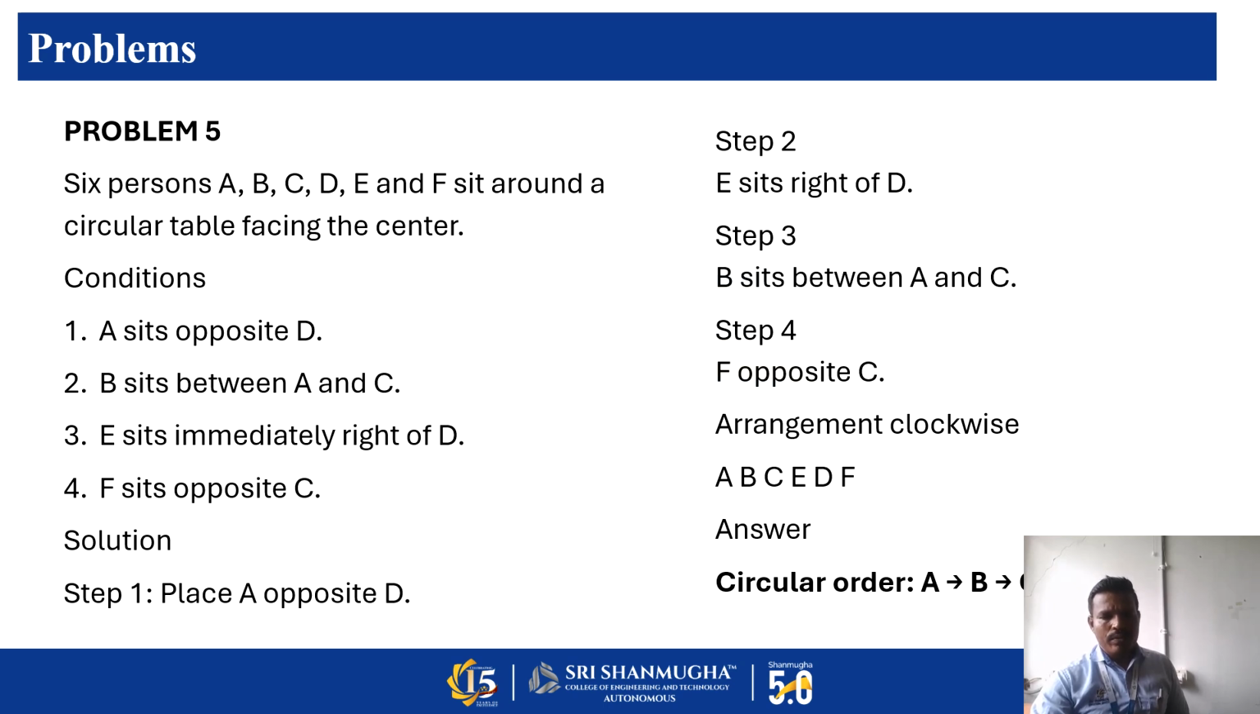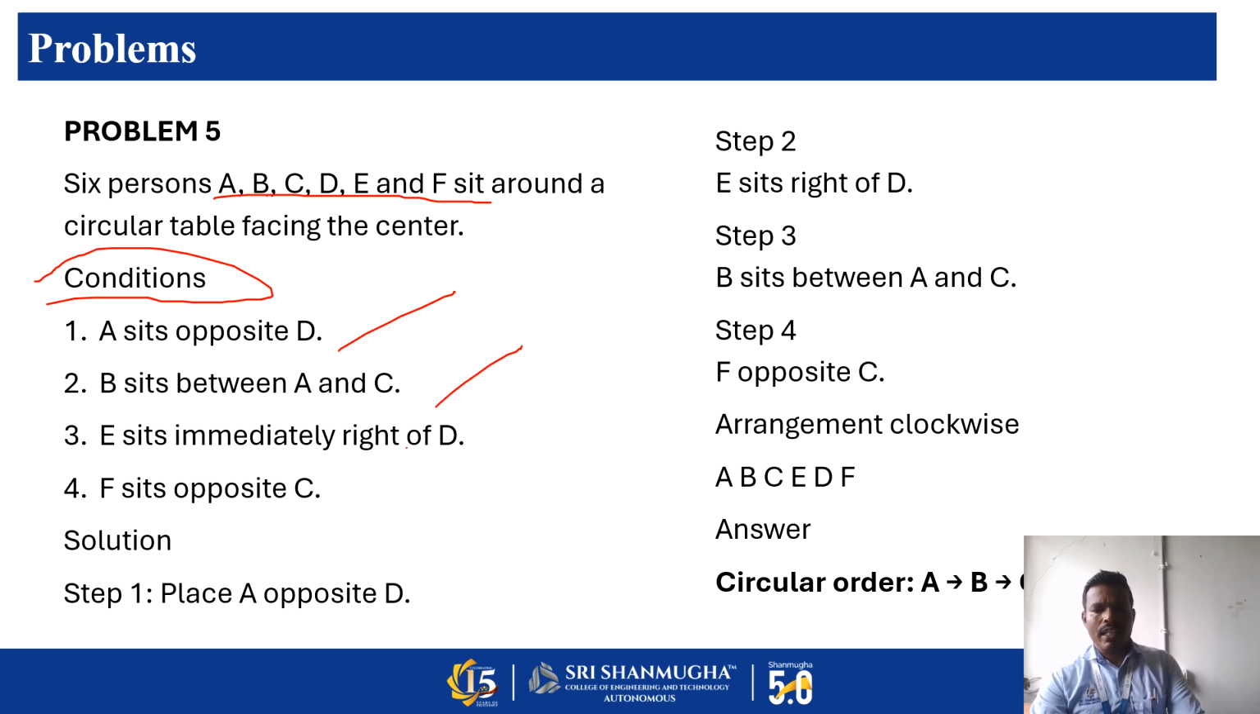Problem number 5, the last problem. Six persons A, B, C, D, E, and F are around a circular table facing the center. Some conditions are given: A sits opposite D. B sits between A and C. E sits immediate right of D. F sits opposite C. First, learn the conditions. Solution: place A opposite D. Think of A at position 1, and the opposite is D.